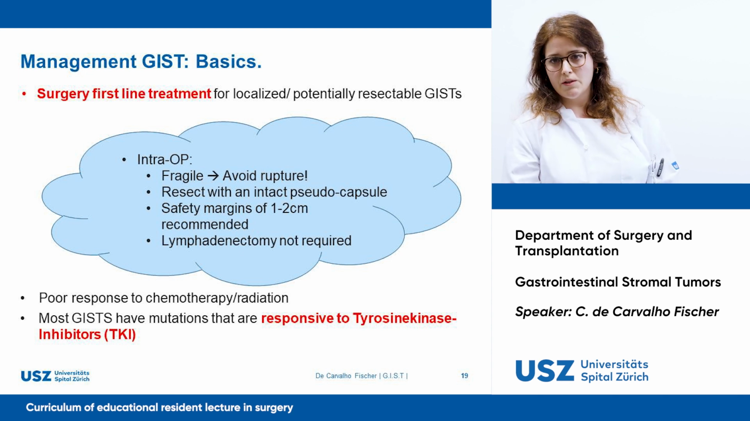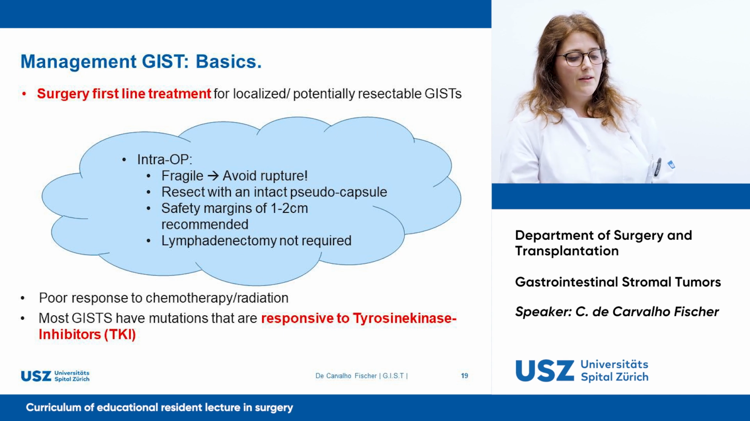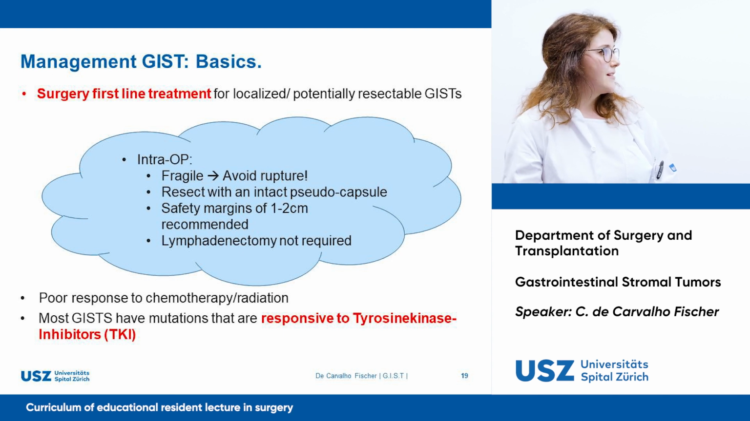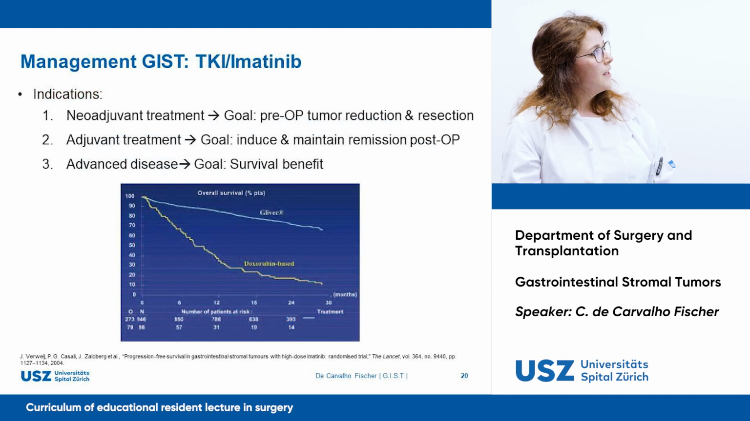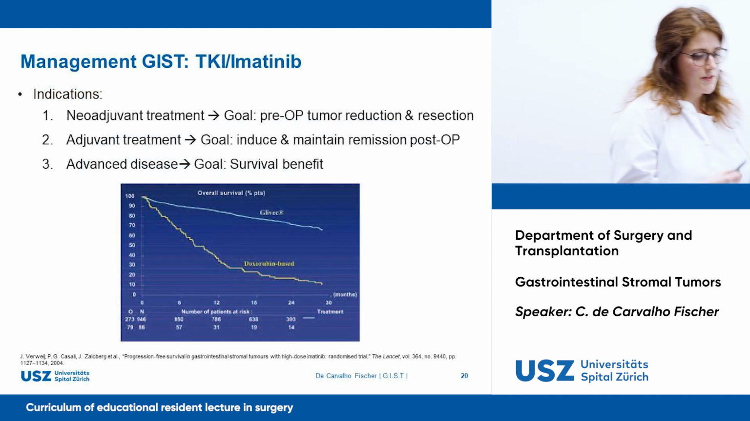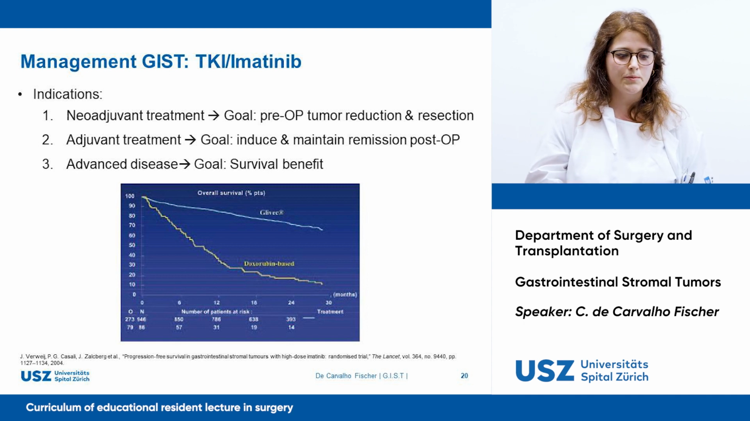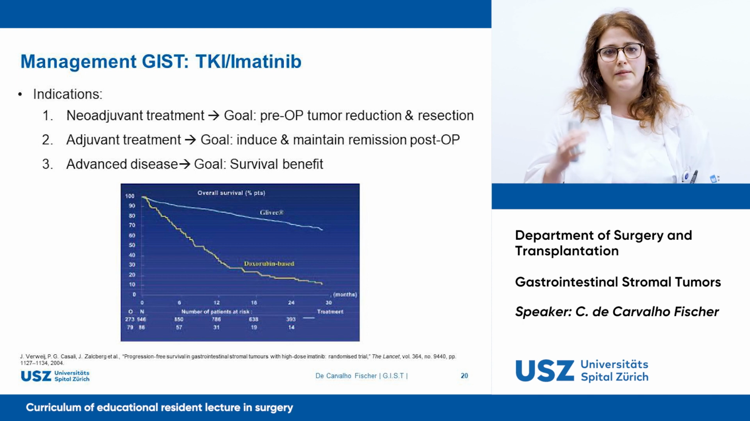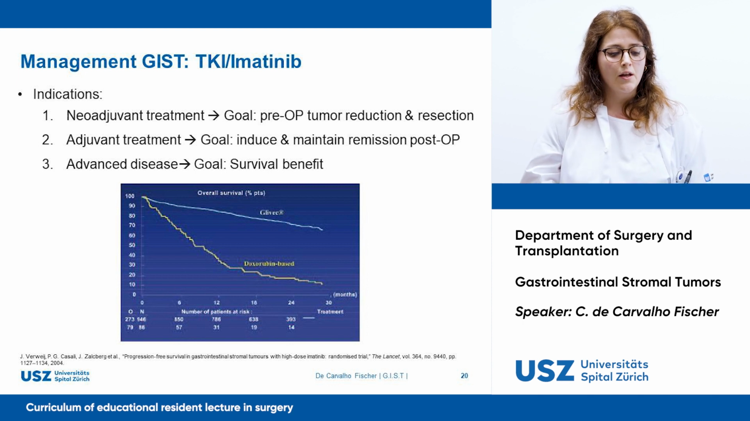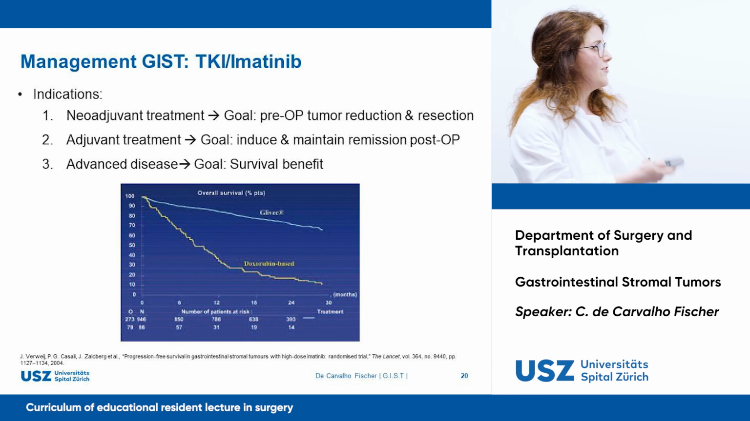GISTs show poor response to classical conventional chemotherapy and radiation, but they are responsive in most cases to tyrosine kinase inhibitors. Let's talk about tyrosine kinase inhibitors. We can use these with a neoadjuvant goal in mind, with the idea of reducing the tumor preoperatively. We can use them with an adjuvant goal in mind in order to maintain remission after surgery, or we can use them to improve survival in advanced cases of advanced disease.